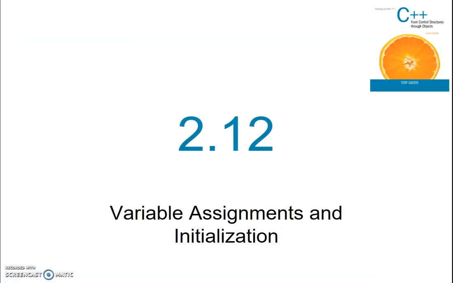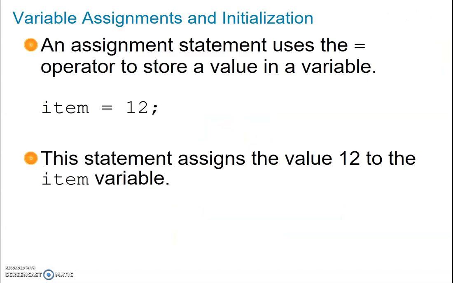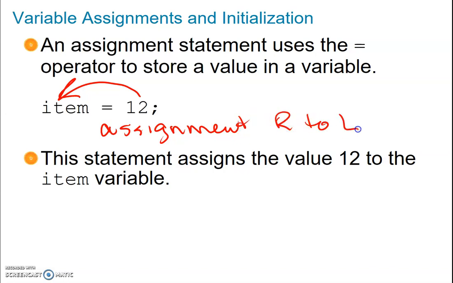Variable assignment and initialization. So the idea of an assignment statement uses the equal sign. We know that from our previous experience. The equal sign is not used for equality. It is used to assign what is to the right to the left. So the assignment happens from right to left. Okay, and that will happen when we look at our math expressions. So this statement assigns the value 12 into the memory location of item.